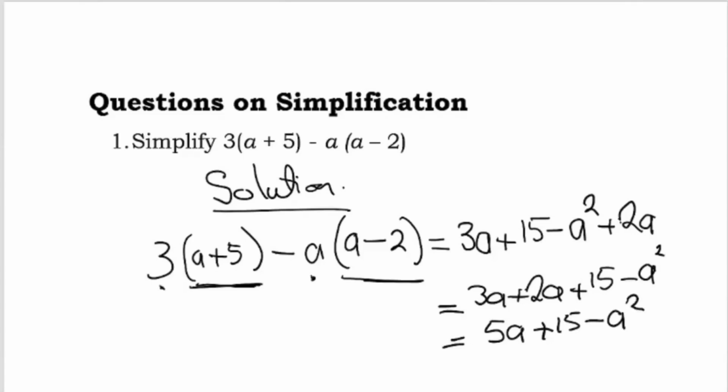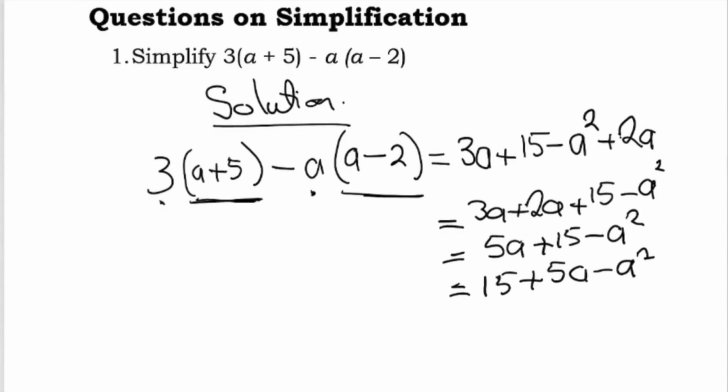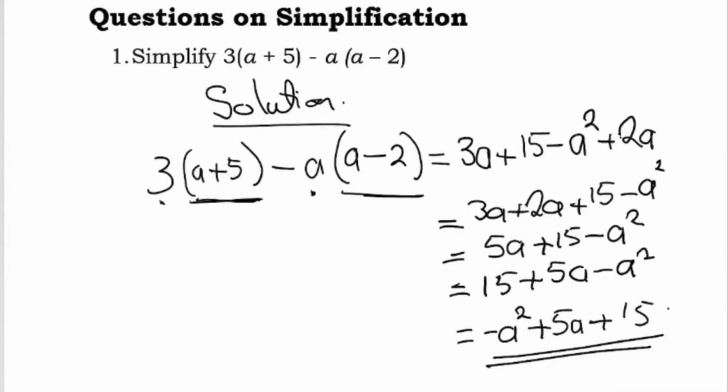And so you see that we have come up with a statement, and this statement is what we call a quadratic expression. And so we don't usually write it like this. We prefer to write it as 15 plus 5a minus a squared, if you want it like that, or you can write it as minus a squared plus 5a then plus 15. Any of the two systems will work.